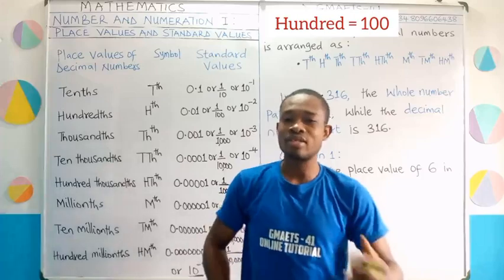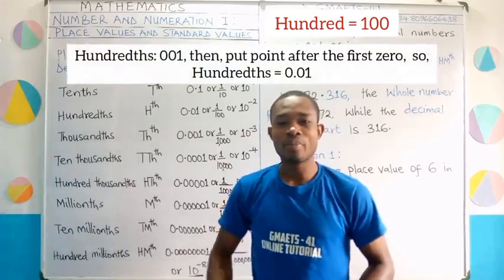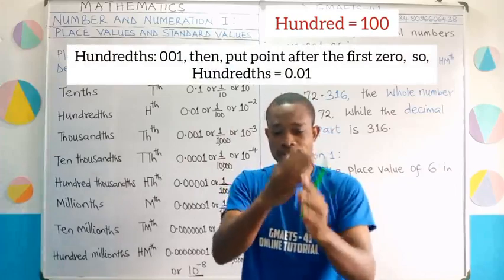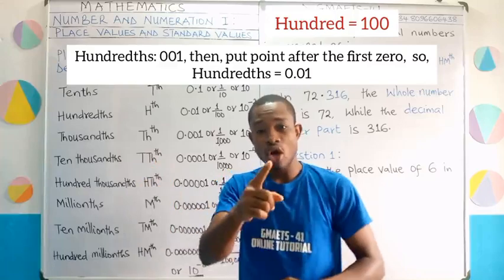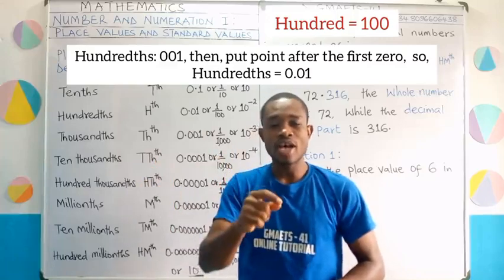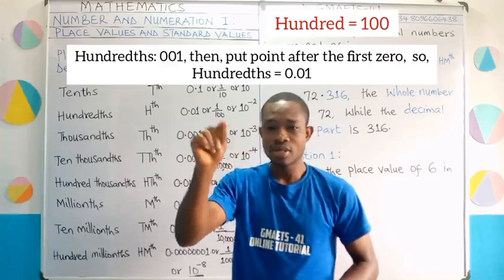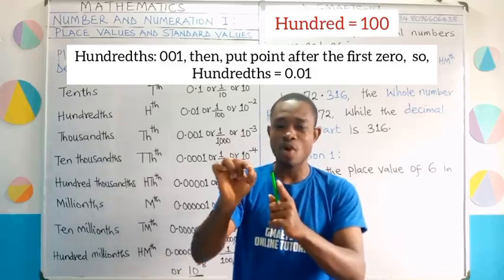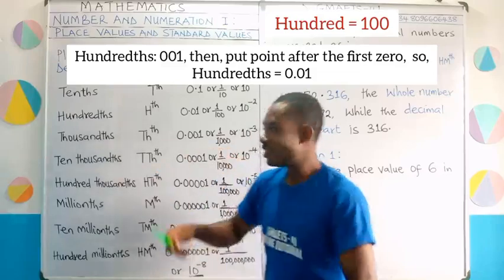So, hundredths for decimal will now be like interchanging the position of the zeros and 1. The zeros will come before the 1. In 100, we have 2 zeros. So, that's going to be 0, 0, 1. Now, after the first 0, you put your decimal point. Then 0, 1. That is what we have here.